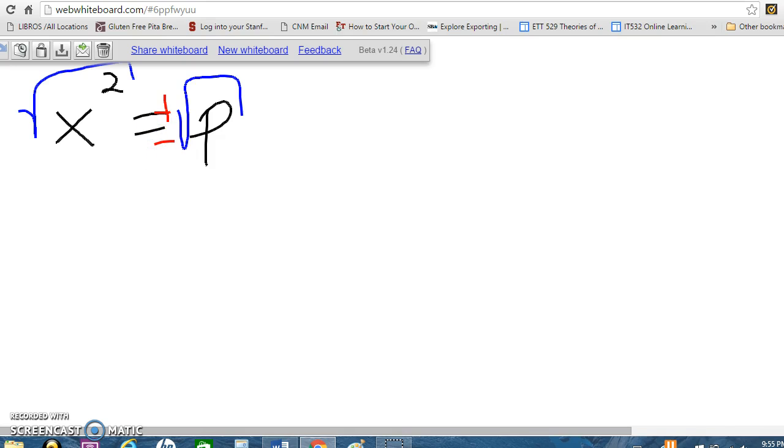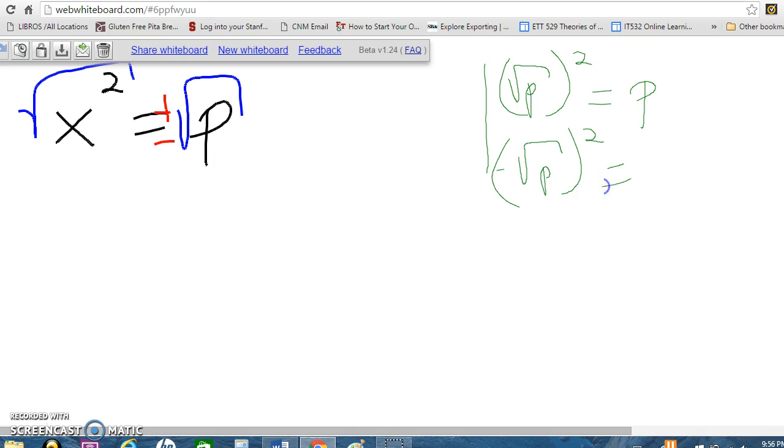And the reason being, let's just do it here on the side. If I do square root of p square, that's going to give me p. And if I do square root of -p square, it's also going to give me p. So that's why we need to always put that plus or minus. It's very important that we put it there.